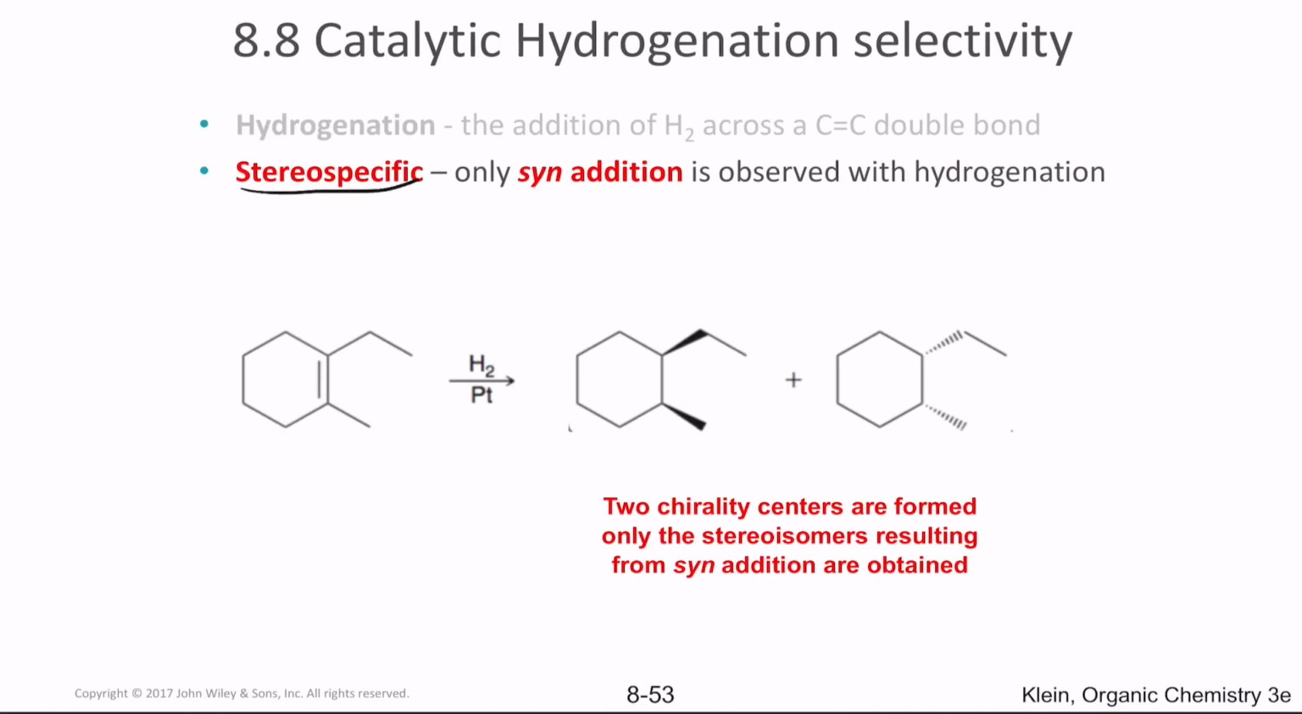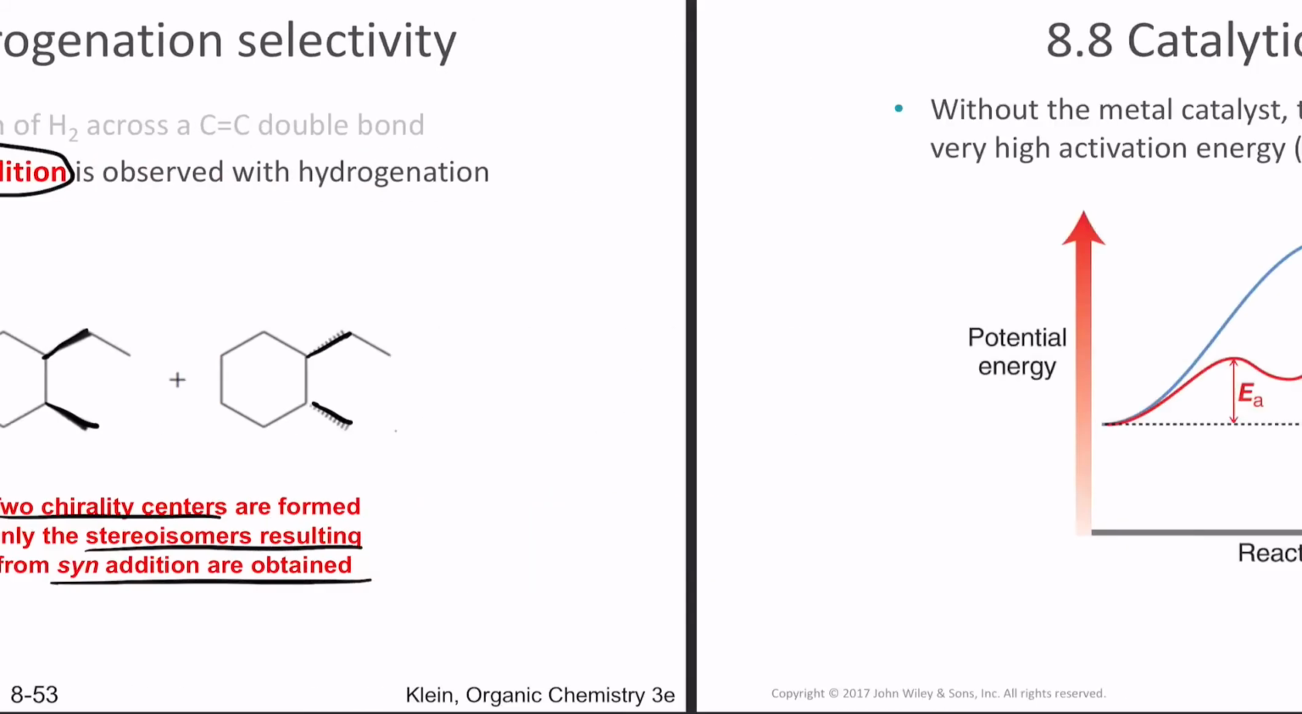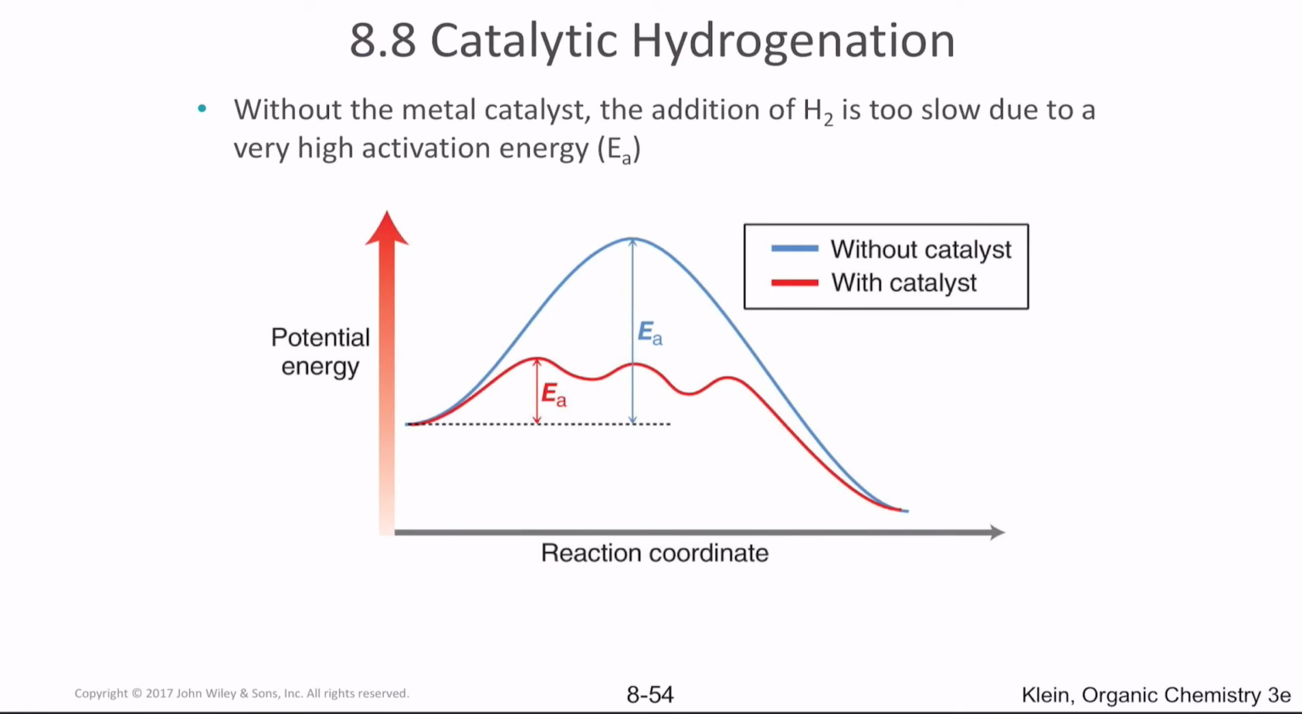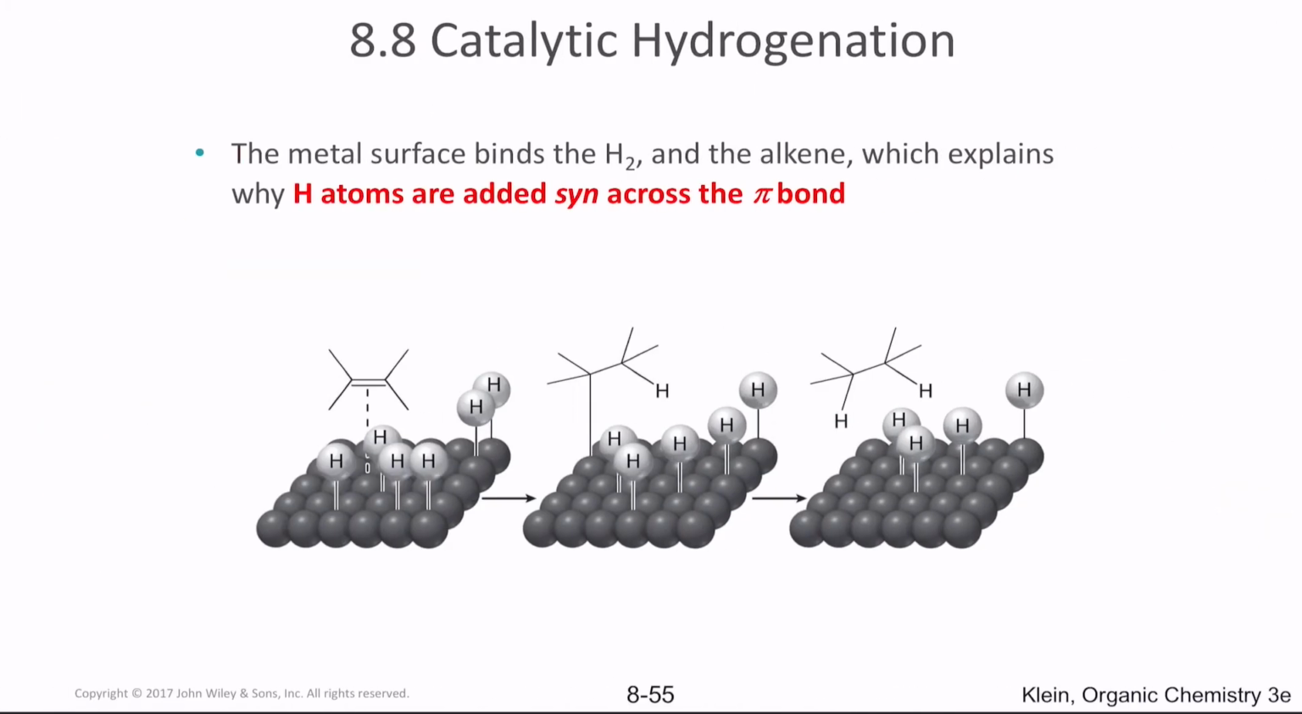Now these are stereospecific reactions, which means that only syn addition occurs, which means if you have a chiral center, then both the hydrogens are added either on the upper part or on the down part. So you end up getting two chirality centers and you get stereoisomers from syn addition. Now without a metal catalyst, the addition of hydrogen is too slow because of the high activation energy. But with the catalyst, you reduce the energy to such a low value that the reaction will occur really fast.